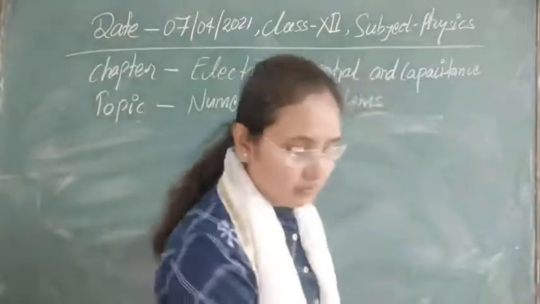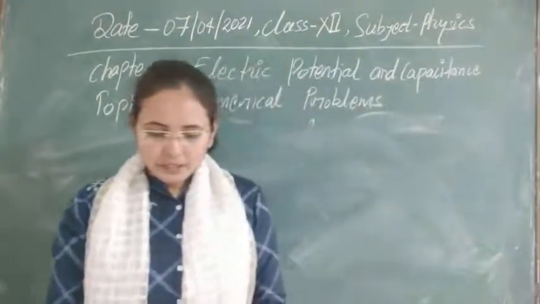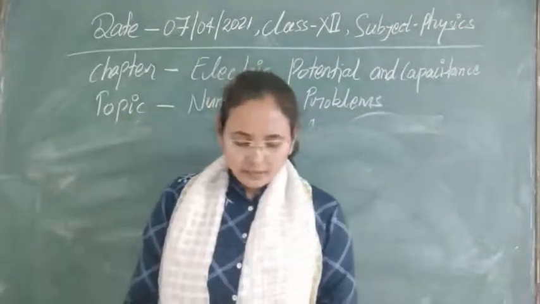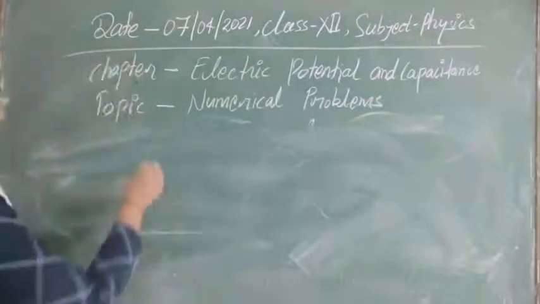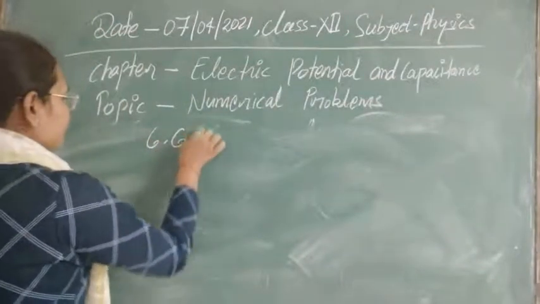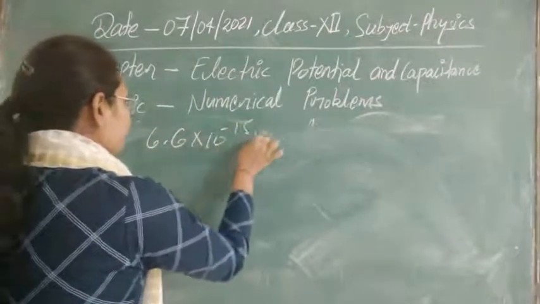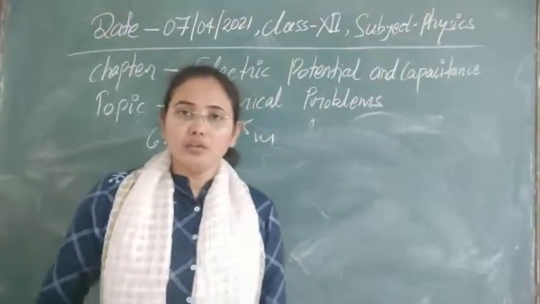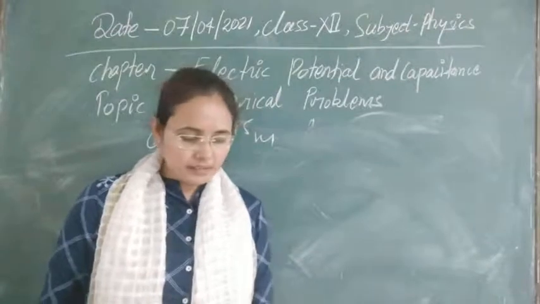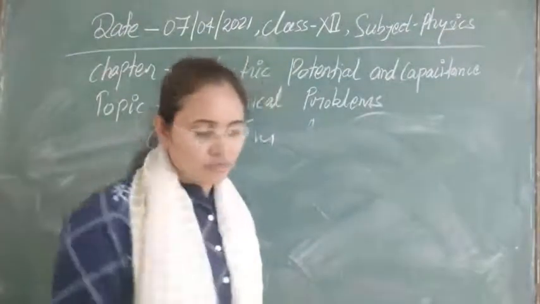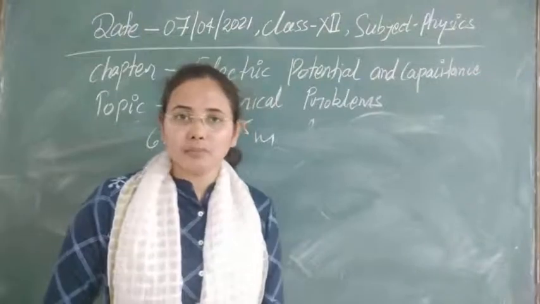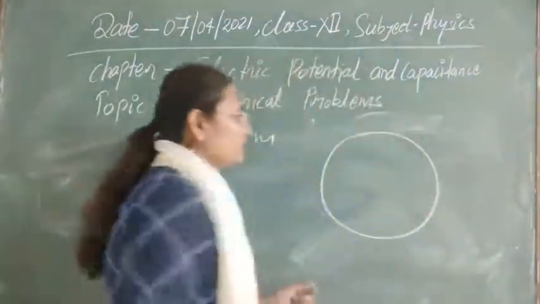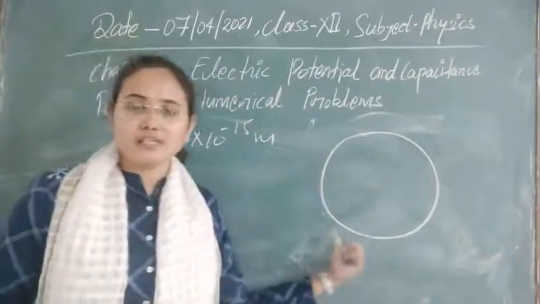Next question that we have: determine the electric potential at the surface of a gold nucleus. The radius is 6.6 into 10 to the power minus 15 meter. And the atomic number for gold, you know already, that is 79. And the given charge on one proton is equal to 1.6 into 10 to the power minus 19. So the question is that we have a gold nucleus, and obviously you know that the nucleus shape is spherical.